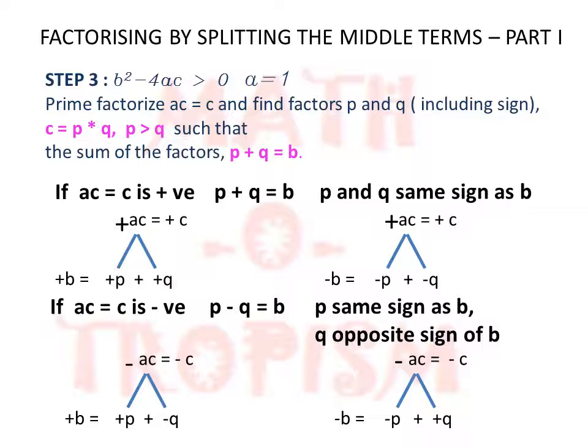If C is positive, P plus Q will give me B and all will have the same signs. P, B and Q will have the same signs. If C is negative, P minus Q will give me B and P and B will be of the same sign. Q will be of the opposite sign.